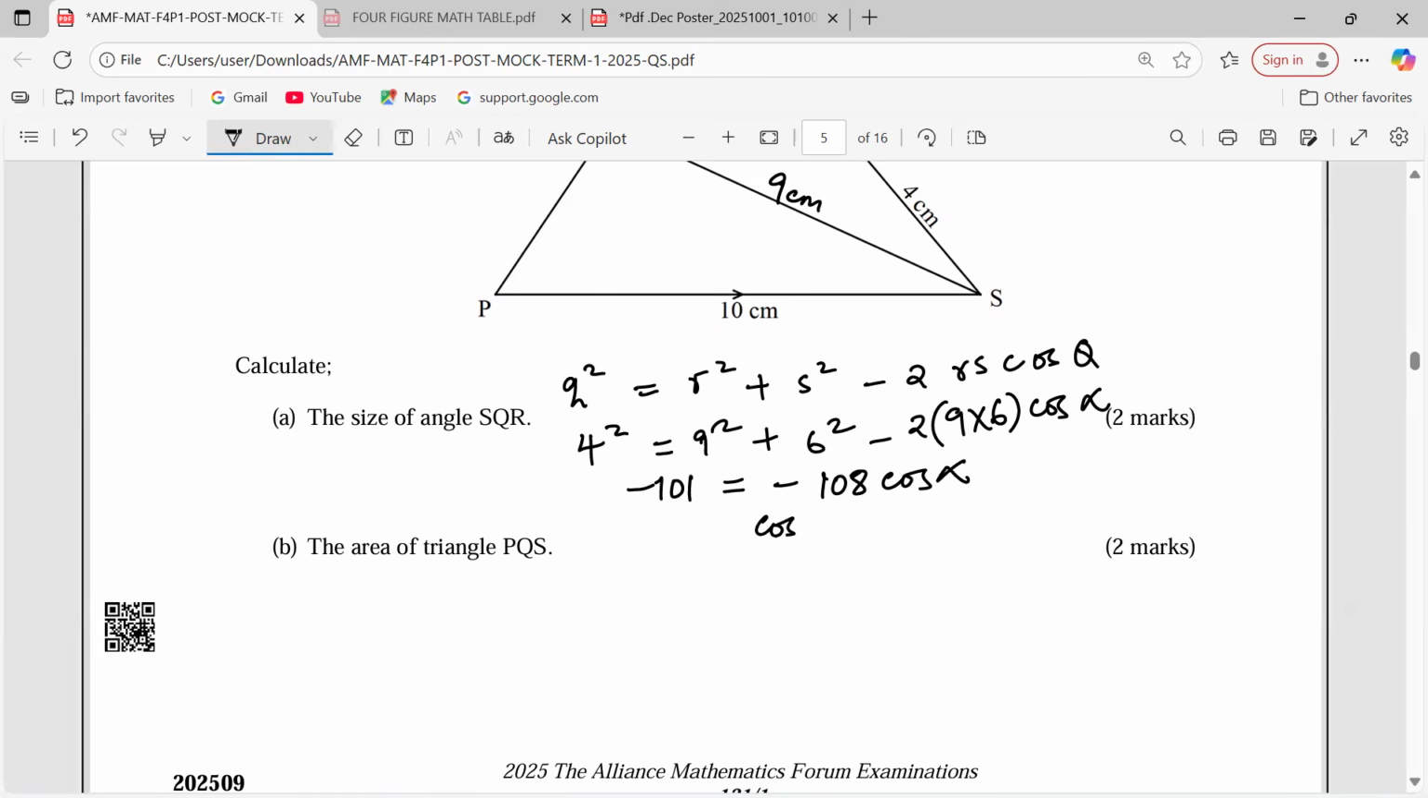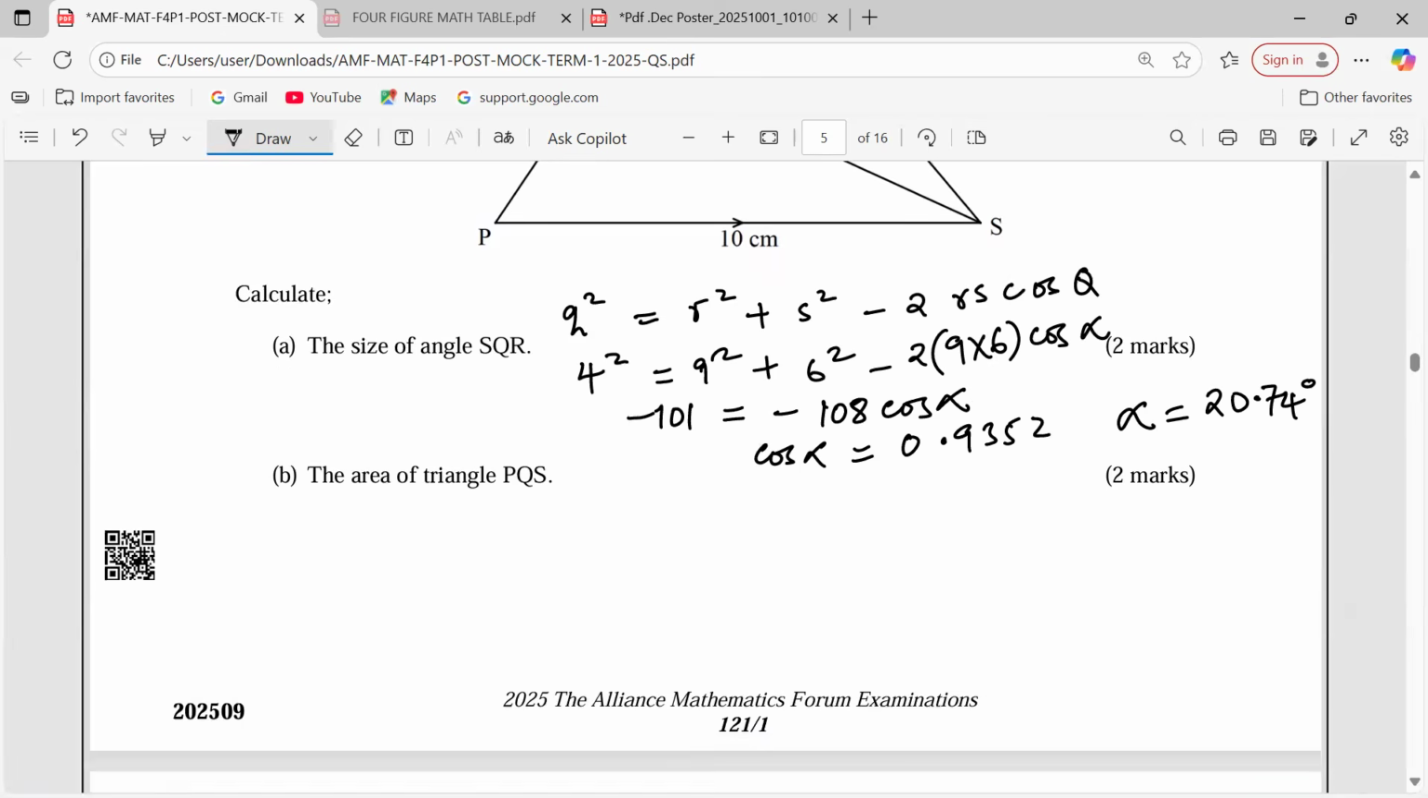So the cosine of alpha shall be, when you divide through, 0.9352. And now from there, we can get the angle by computing cos inverse. This gives us 20.74 degrees, like that. So the angle is 20.74.